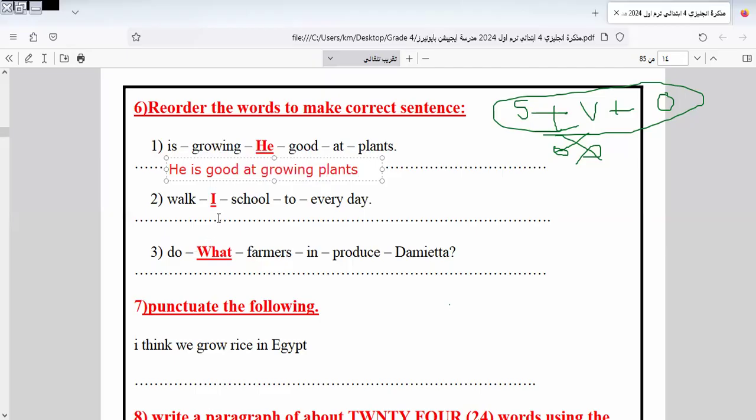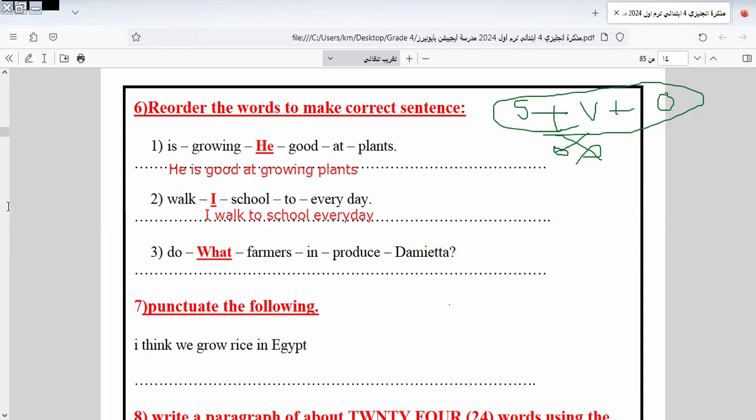Okay, let's go to another one. Here is: walk I to school every day. So it will be the answer. It will be I walk to school every day. I walk to school every day. To school every day. I walk to school every day.